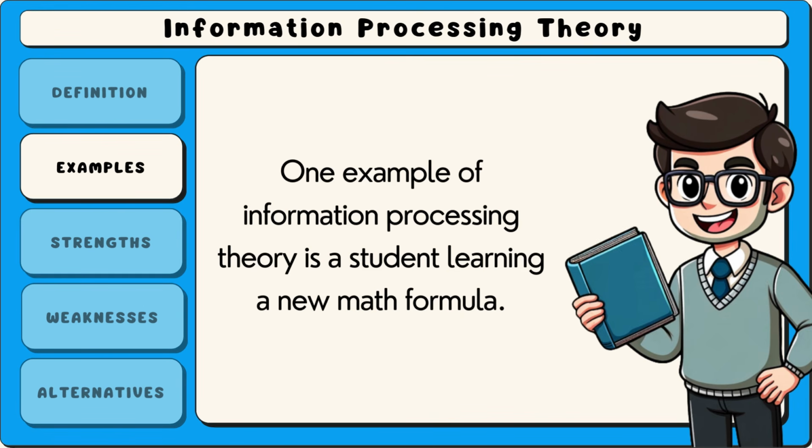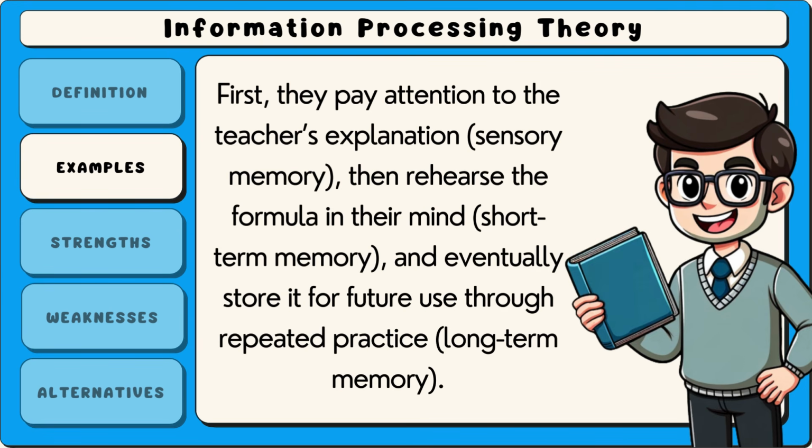One example of information processing theory is a student learning a new math formula. First, they pay attention to the teacher's explanation (sensory memory), then rehearse the formula in their mind (short-term memory), and eventually store it for future use through repeated practice (long-term memory).